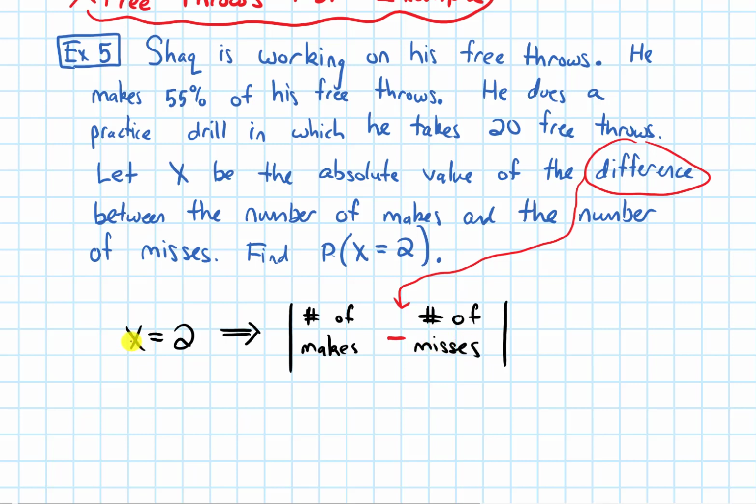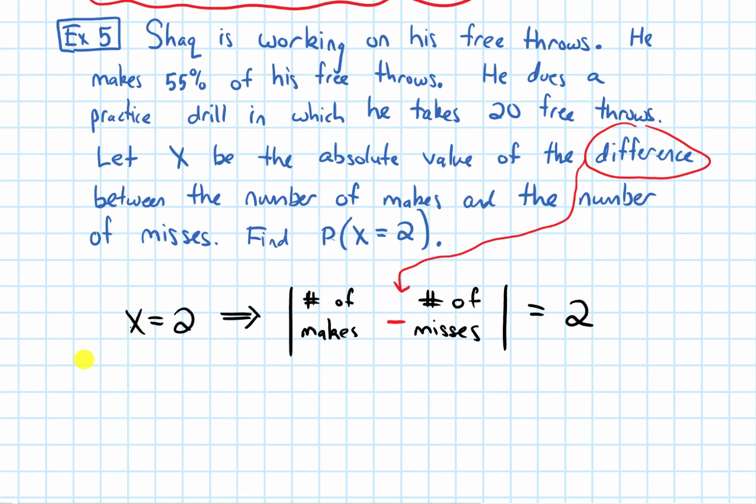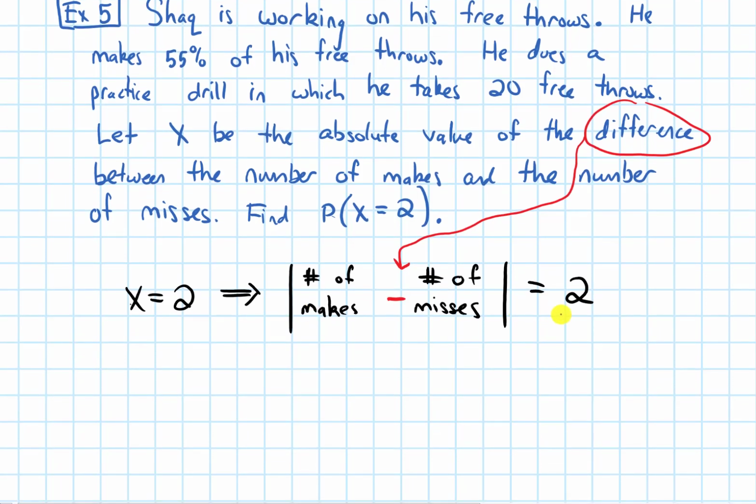So when it says X, our random variable, which is this whole thing in the absolute value, equals 2, I need to set this whole absolute value to be equal to 2. There are two ways, if he's taking 20 total free throws, for the absolute value of the number of makes minus the number of misses to be equal to 2.